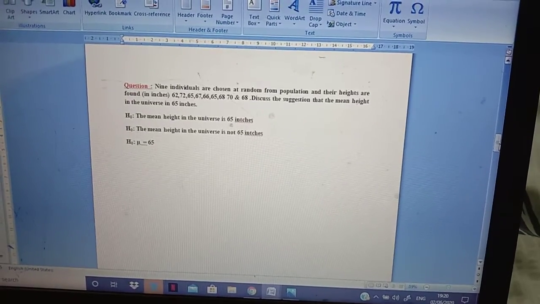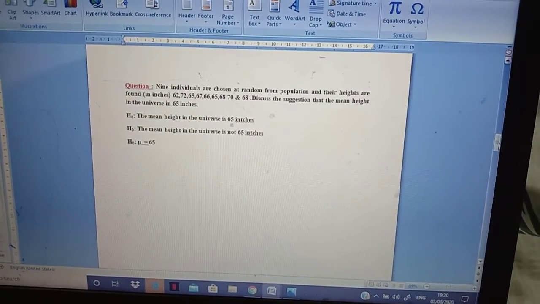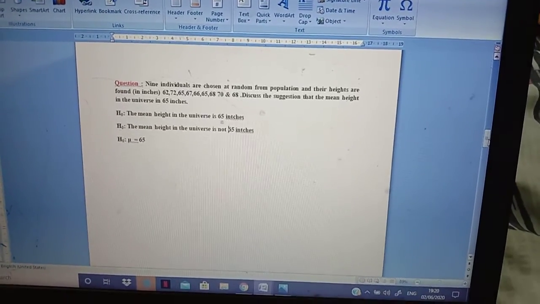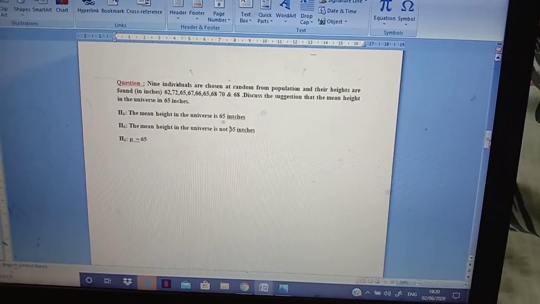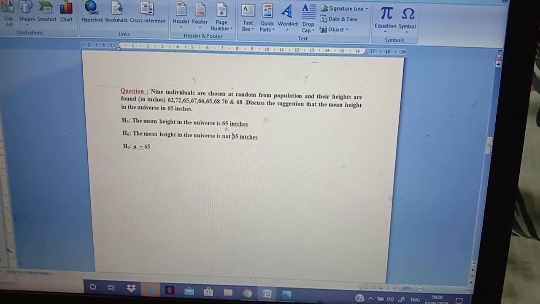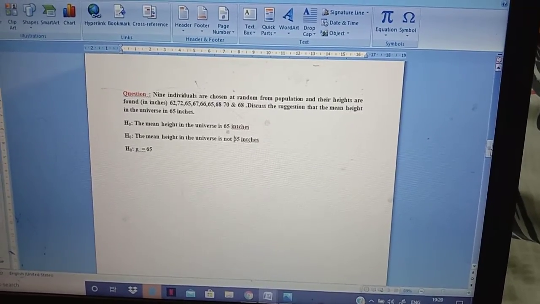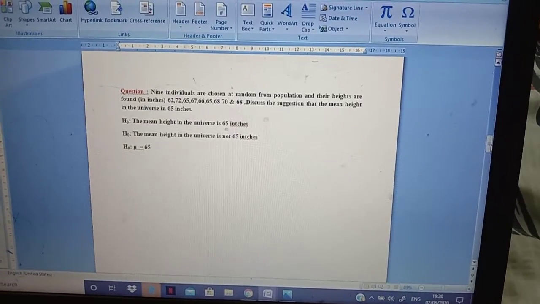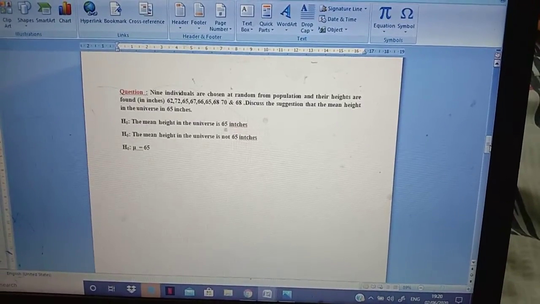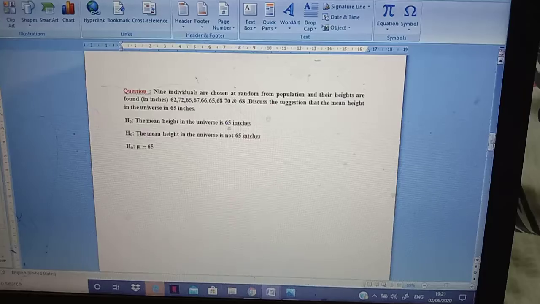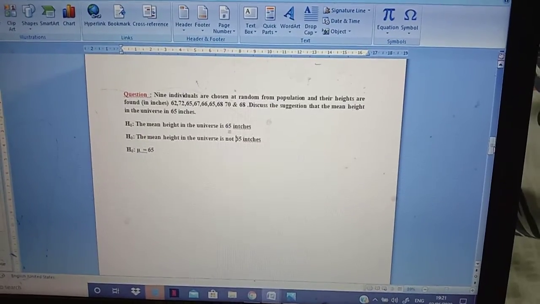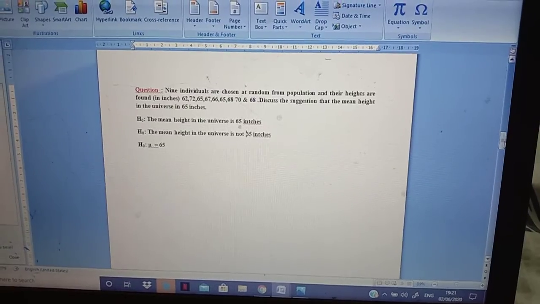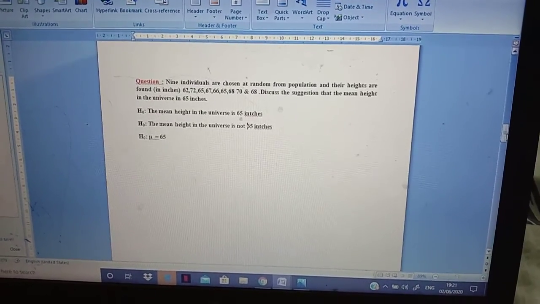So one can say here the samples are fewer than 30. Even the standard deviation of the parent population is not given, so we can use a t-test here. But which t-test? Paired, unpaired, or single mean? The answer is single mean, because only one group of sample is given here. The 9 individuals represent only one group.